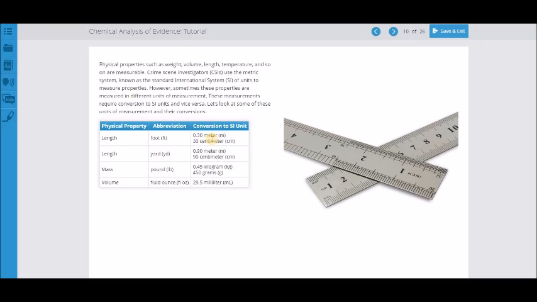A foot is exactly 30 centimeters, although not exactly. It's close to 30 centimeters. A yard is close to 90 centimeters. A pound is 450 grams. A fluid ounce is 9.5 milliliters.